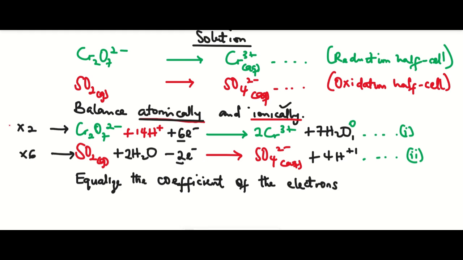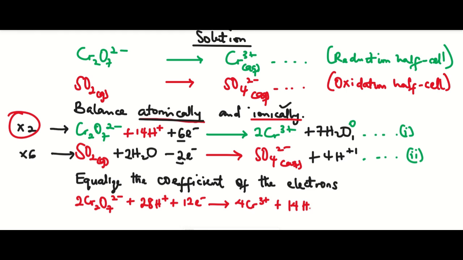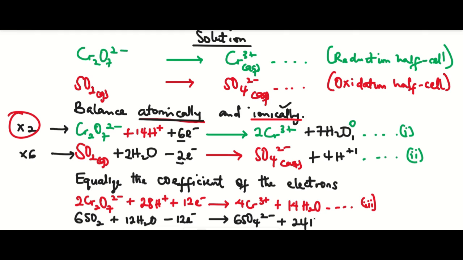So we are multiplying equation 1 by 2, and that gives us 2Cr2O7 2 minus plus 28 moles of hydrogen ion plus 12 moles of electron to give 4 moles of chromium ion plus 14 moles of H2O. This gives our equation 3. Then for equation 2, we have 6 moles of SO2 plus 12 moles of H2O minus 12 moles of electron to give 6 moles of SO4 2 minus plus 24 moles of hydrogen ion. This gives our equation 4.